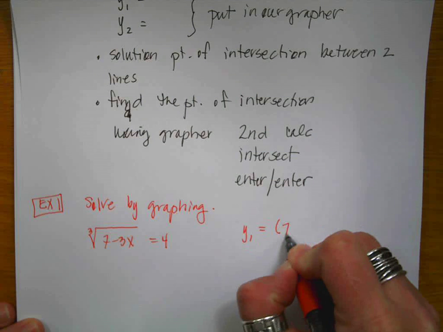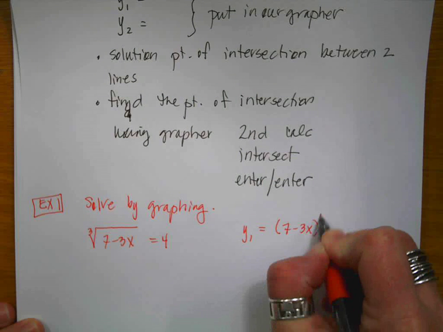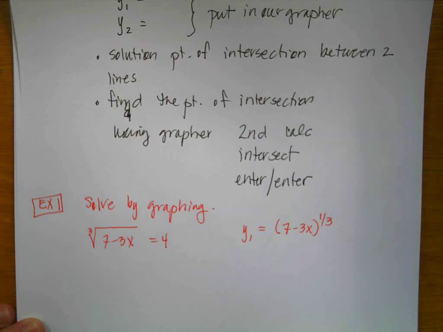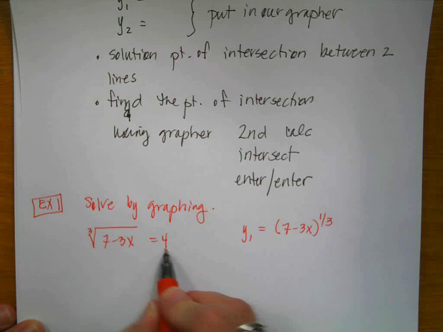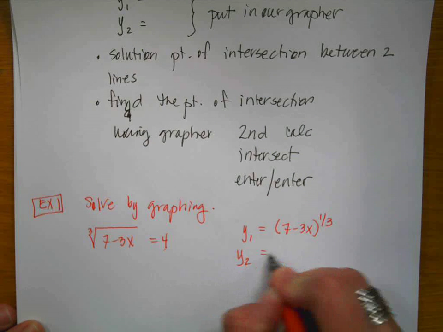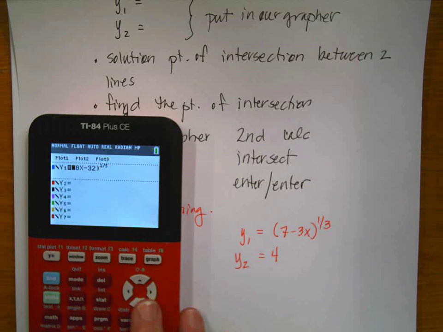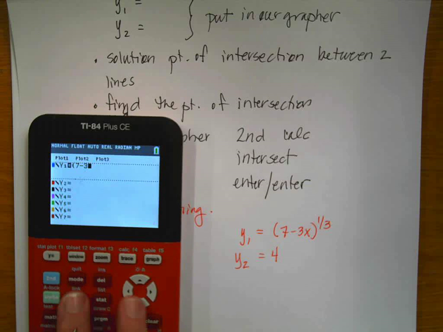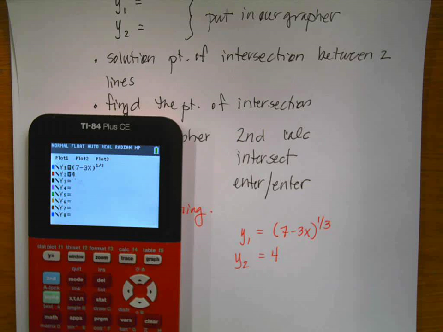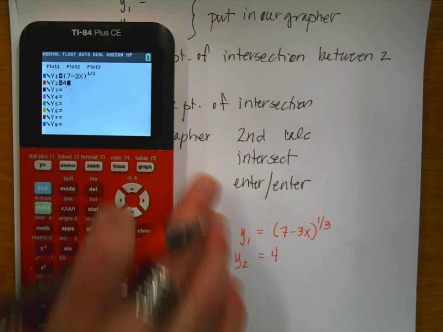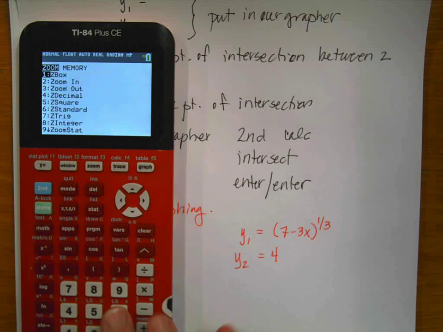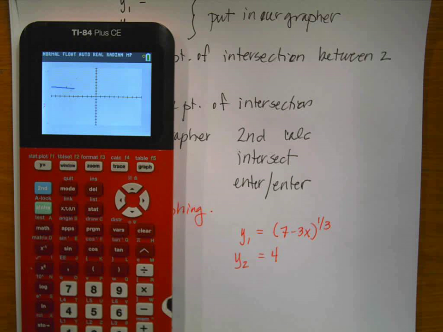And so then I'm going to turn this into two equations. y1 is going to be 7 minus 3x, and I'm going to rewrite it as (7 minus 3x) to the 1/3. This is going to be the second equation, which is a horizontal line. I'm going to put those two equations in my y equals. So I'm going to do 7 minus 3x, and I'm going to raise it to the 1 divided by 3. And then my second equation is the horizontal line. Okay. Now I'm going to do a zoom 6.